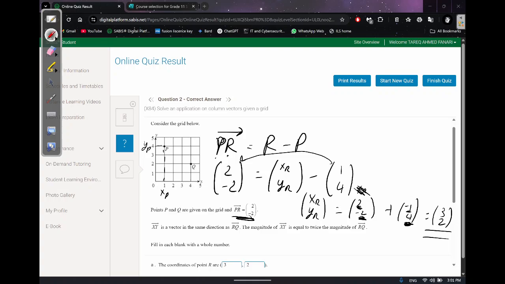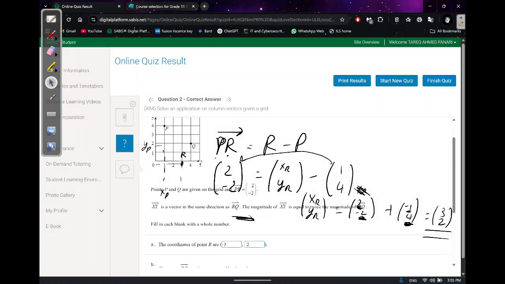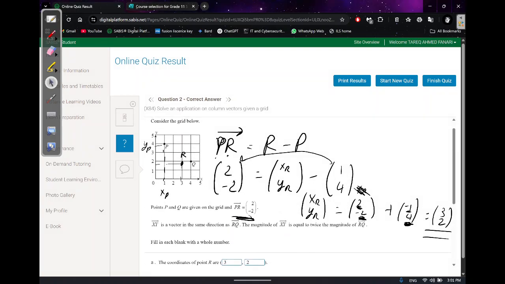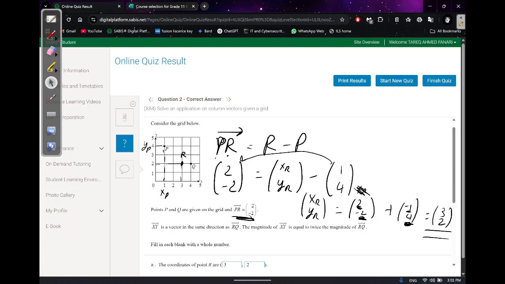So let's just put this on the grid, right? 3, we trace it, and 2, we trace it. So here, this is point R. Now, what do they want? They want the vector RQ. Okay, perfect. So the vector RQ.